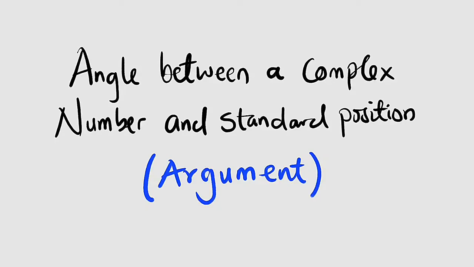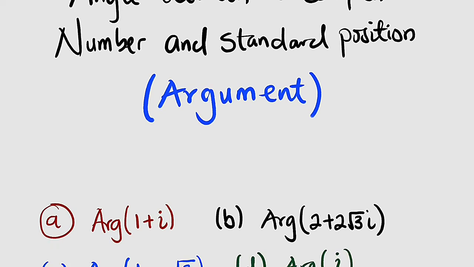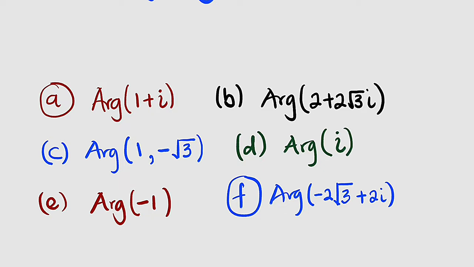Hello, good day viewers. In this tutorial we are going to learn how to find the angle between a complex number and the standard position. And this standard position is just the x-axis from the origin, that's 0 degrees or 0 radians. So we want to find the angle in between. We call it the argument. We have some problems here, 1 to 6, but before we start, let me explain this in detail.